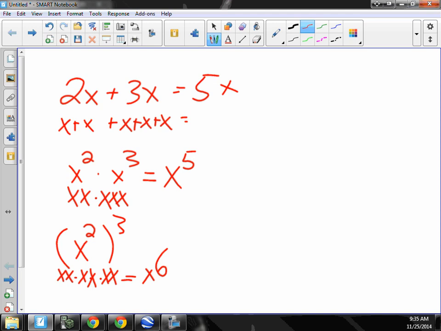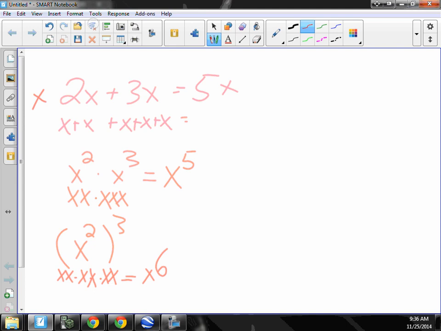In this case, we add the numbers and we leave the x's alone. In this case, I change the exponent. And in this case, I add the exponents, and down here I multiply the exponents. Does that all make sense?